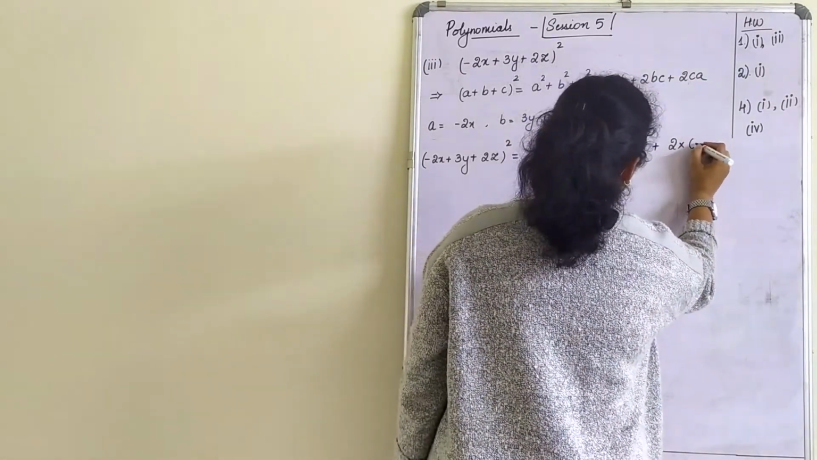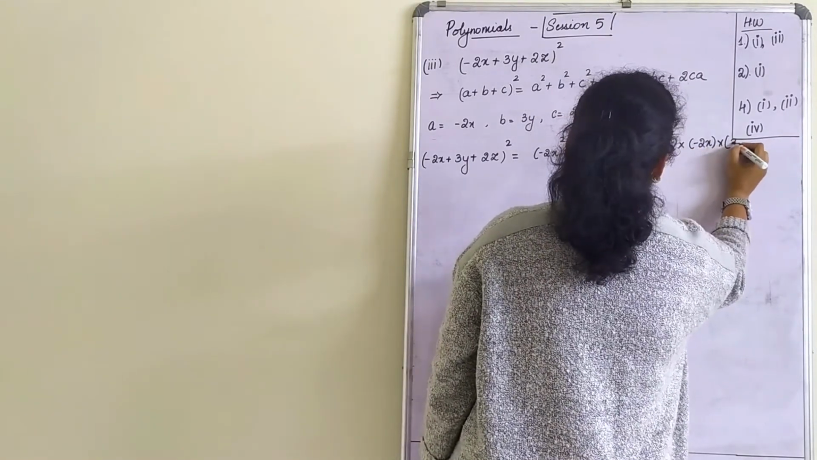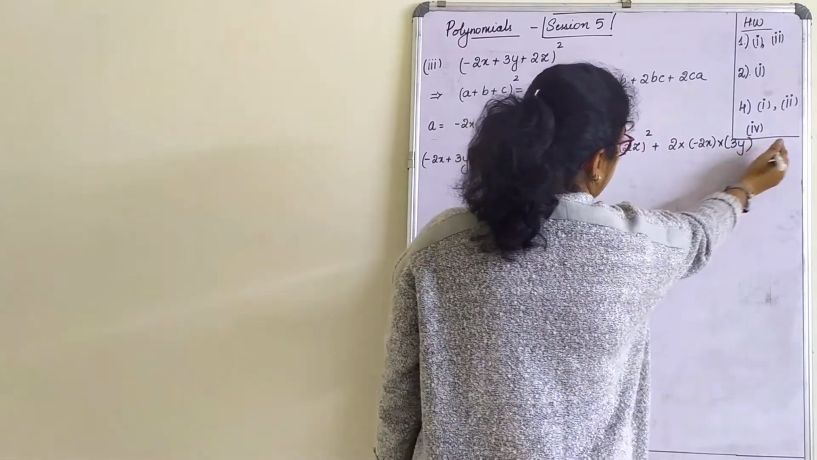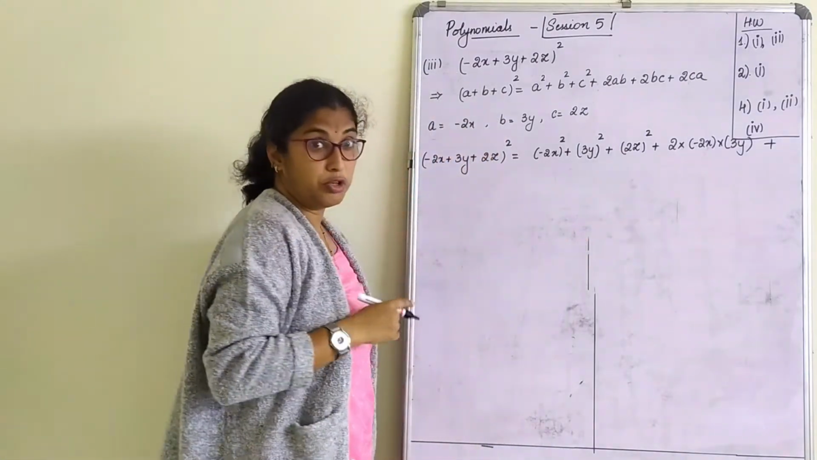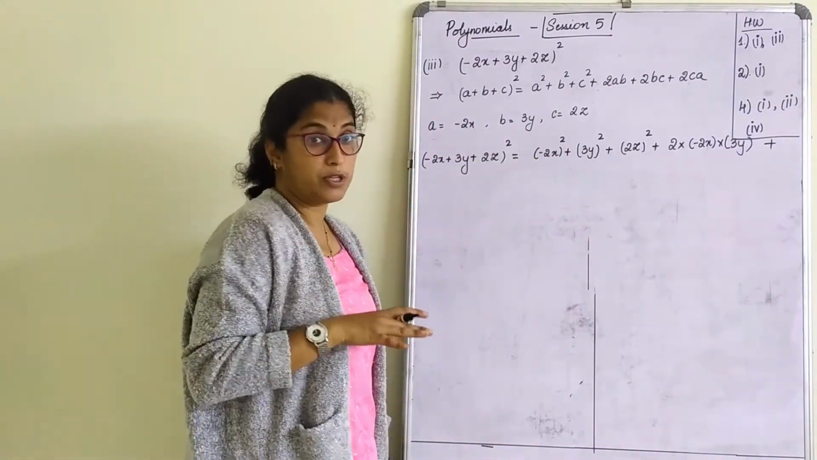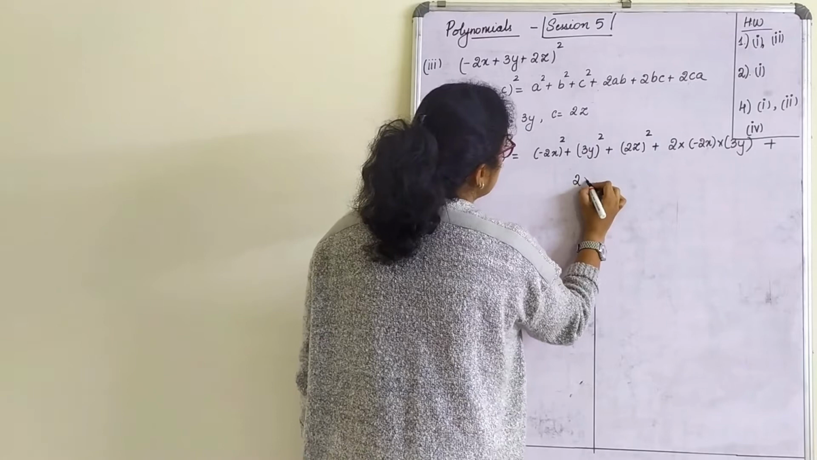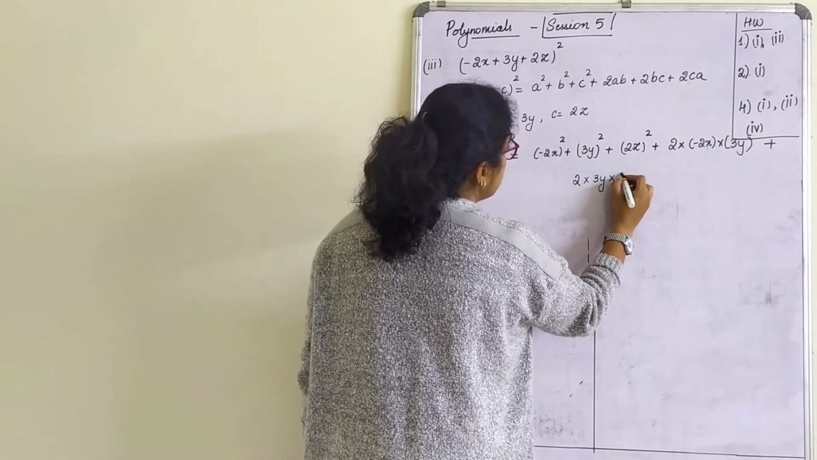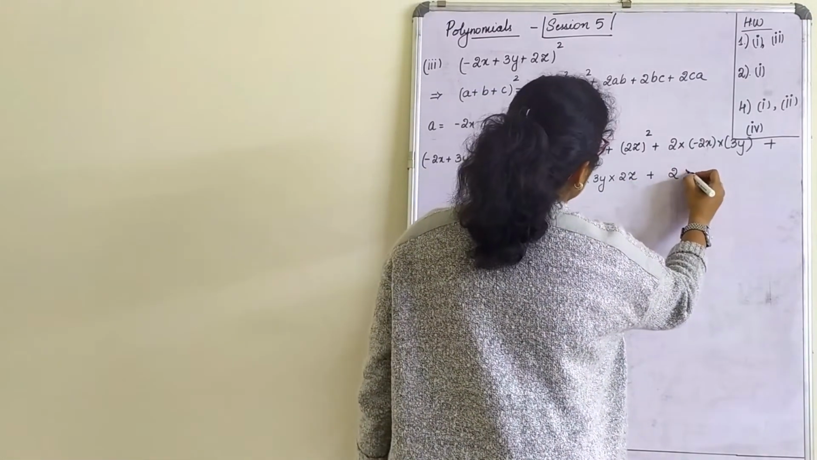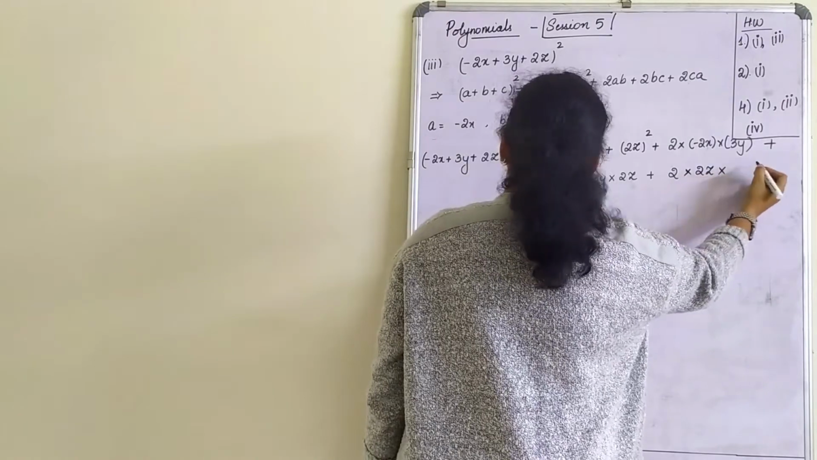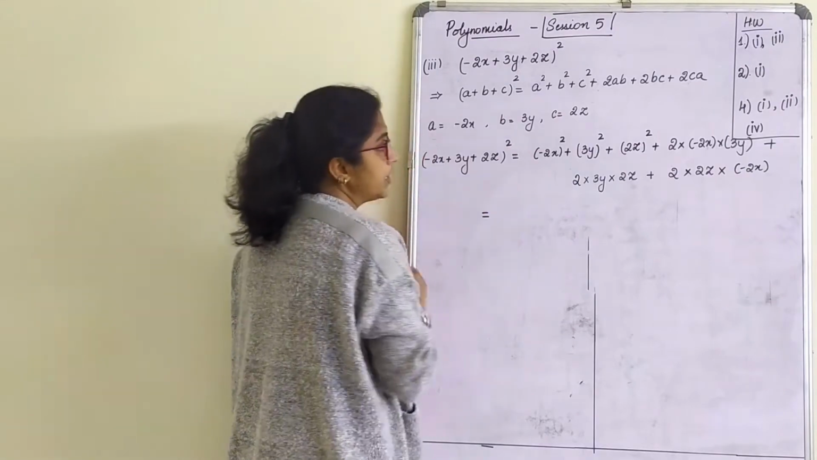What is a? Minus 2x into 3y, 2ab plus, I do not have a space, I will write from here again, plus, I want you all to try to finish this in one line as much as possible. So, plus 2bc, what is your b? 3y, c, 2z plus 2ca, what is your c? 2z. And what is your A? Minus 2x. So let's put the equal to here.